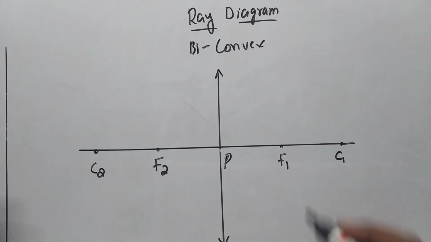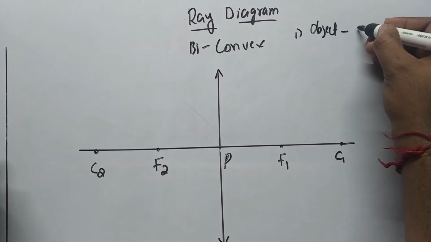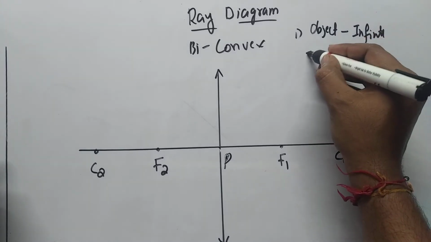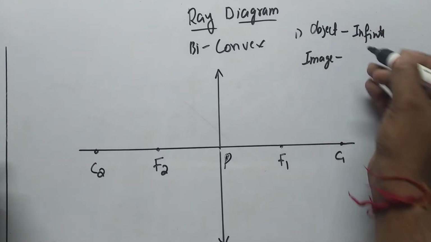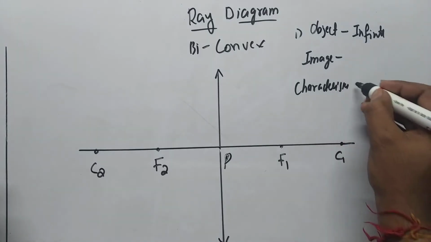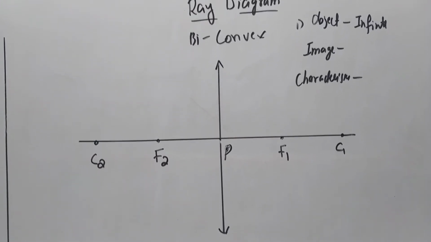So as I told you, this is my first case, the object. The position of the object will be at infinity. So when the object is at infinity, we'll write the position of the image. Next we'll write the characteristics of the image. So the object is placed at infinity. Whenever the object is placed at infinity, we have to consider the rays are parallel to the principal axis. So in this case also we'll consider that the rays are parallel to the principal axis.